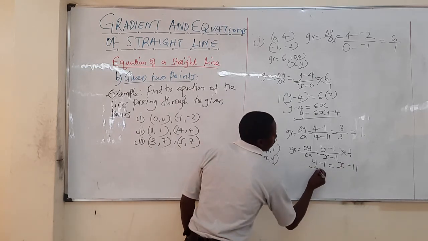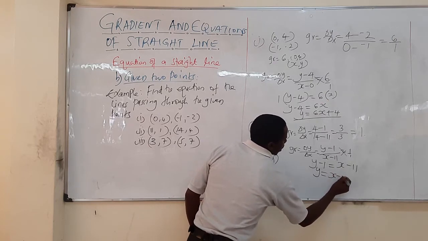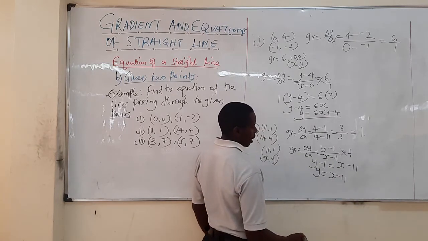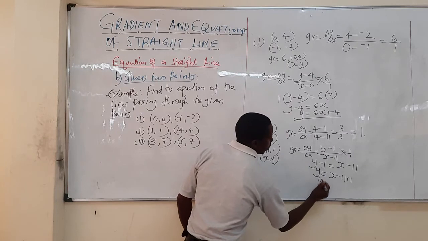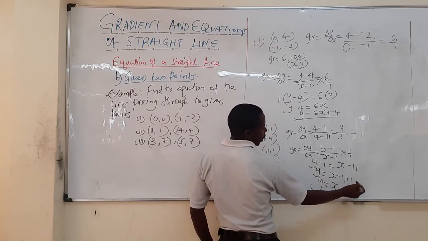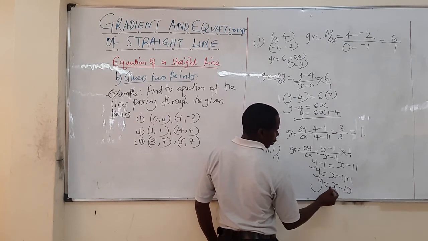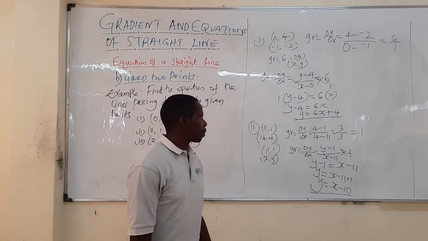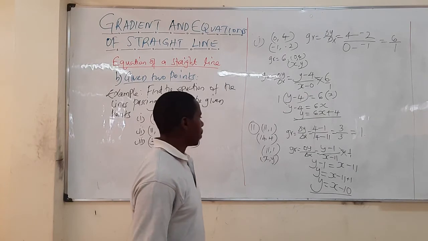So you can have y on one side, then x minus 11, this minus 1 goes on the other side of the equal sign, to be plus 1. Then you're going to have y is equal to x minus 11 plus 1, which should be minus 10. So that's how you get the equation of a line.